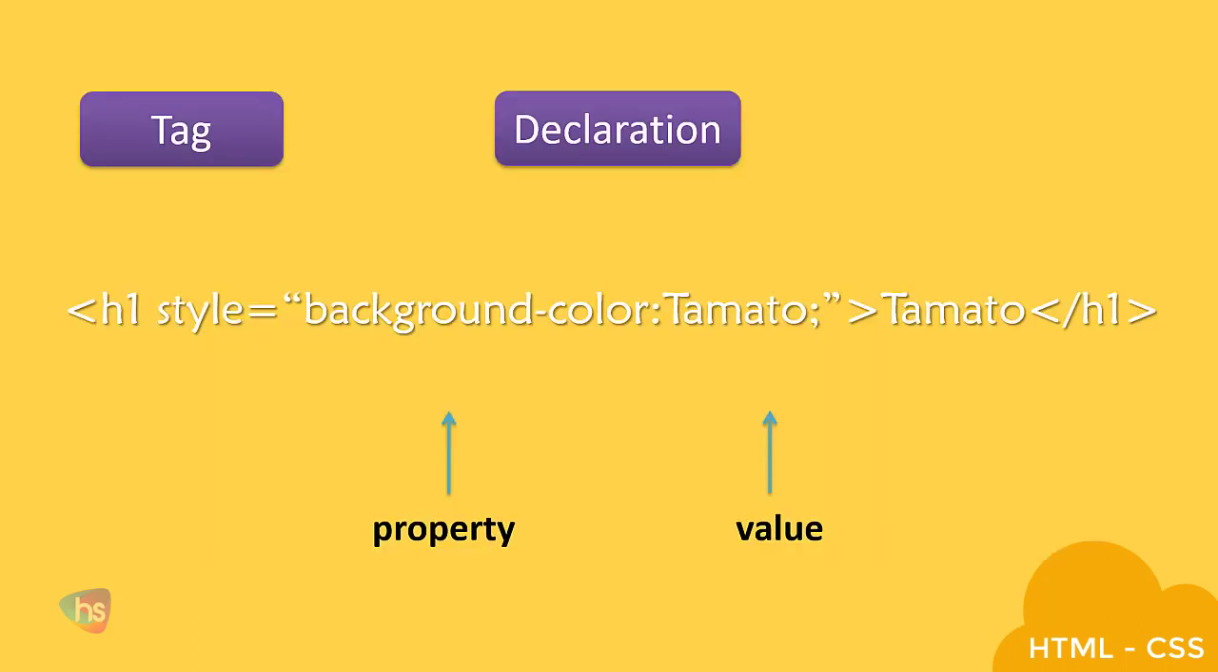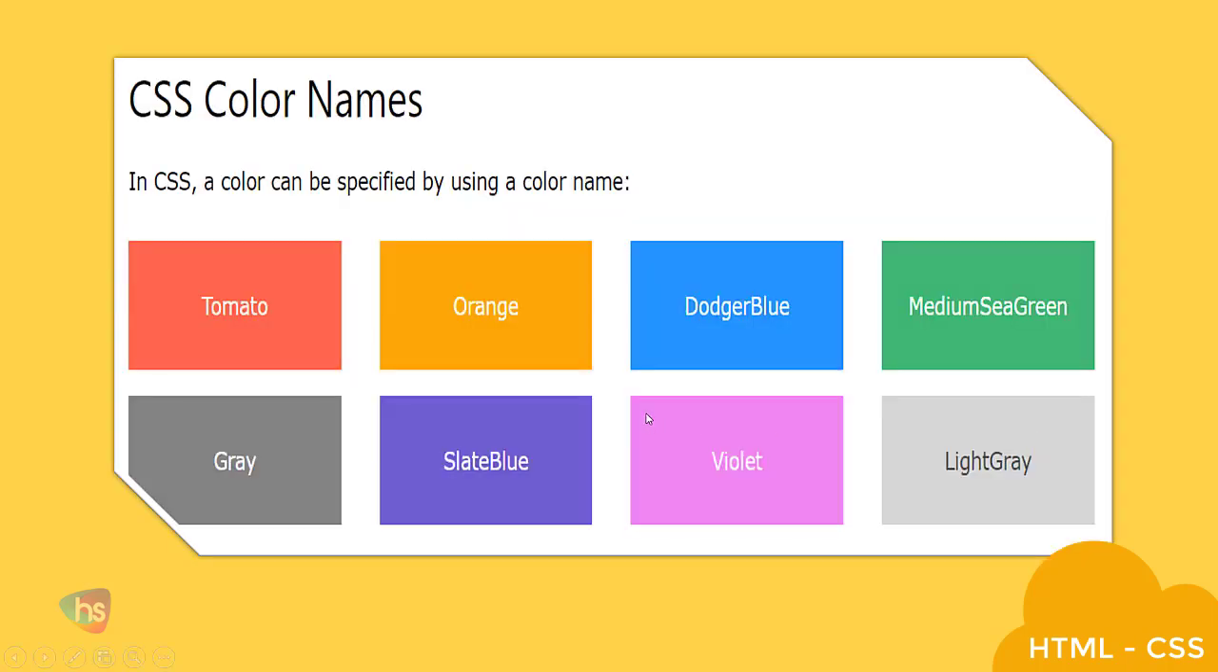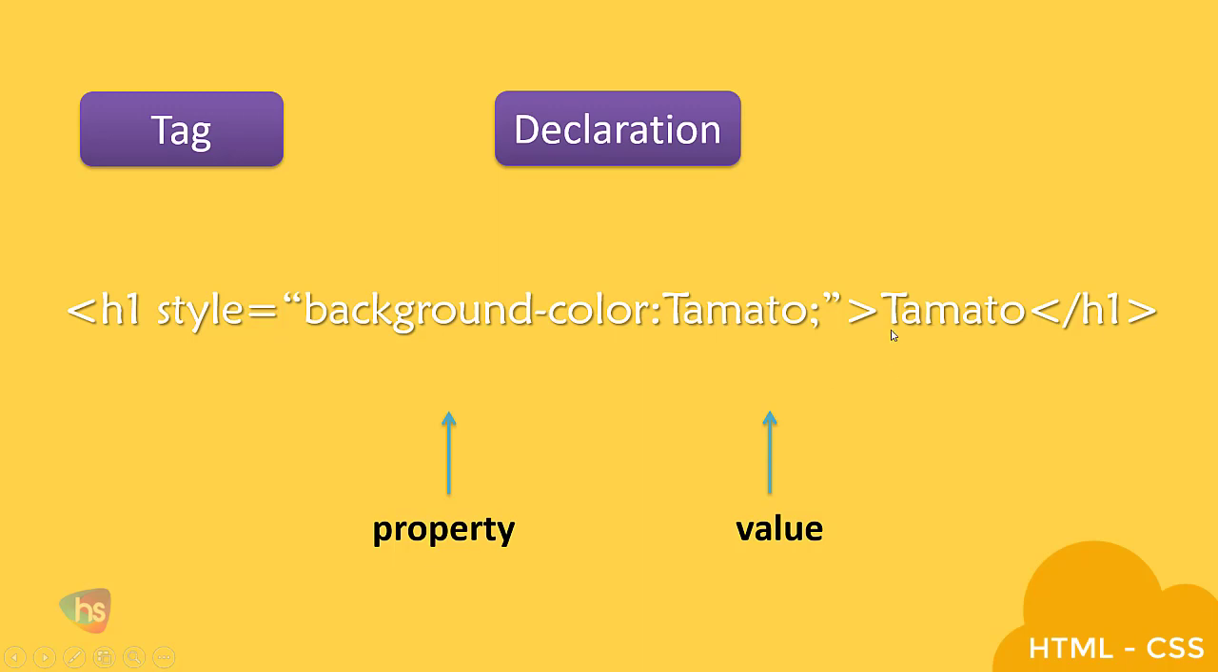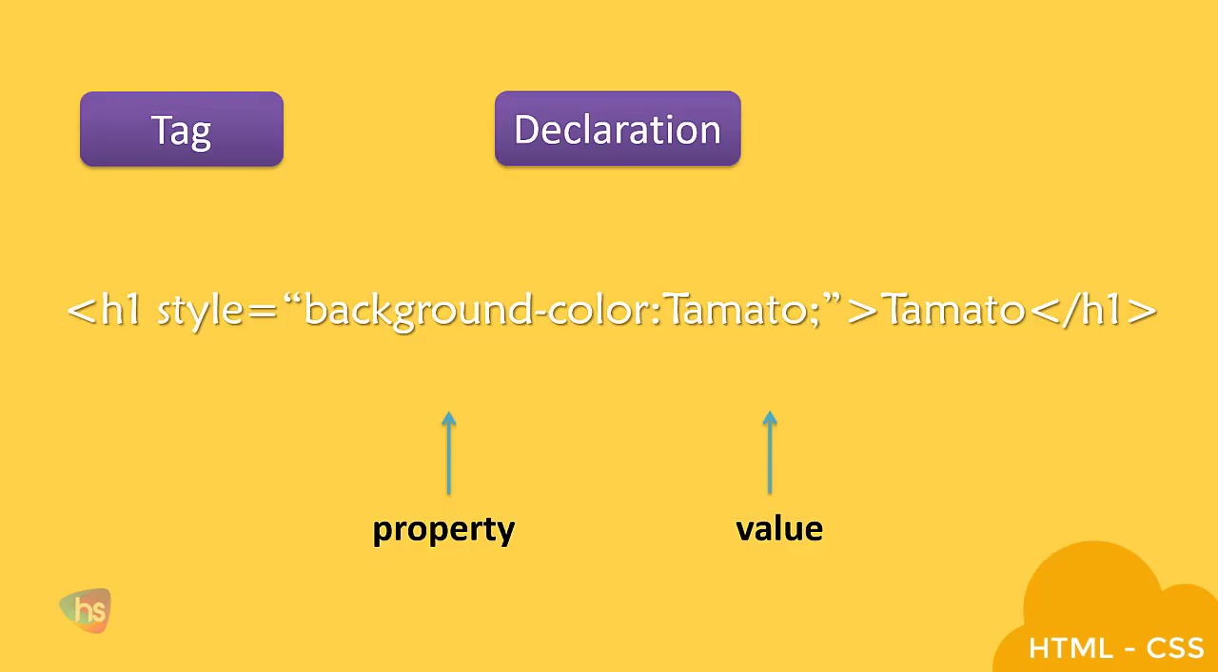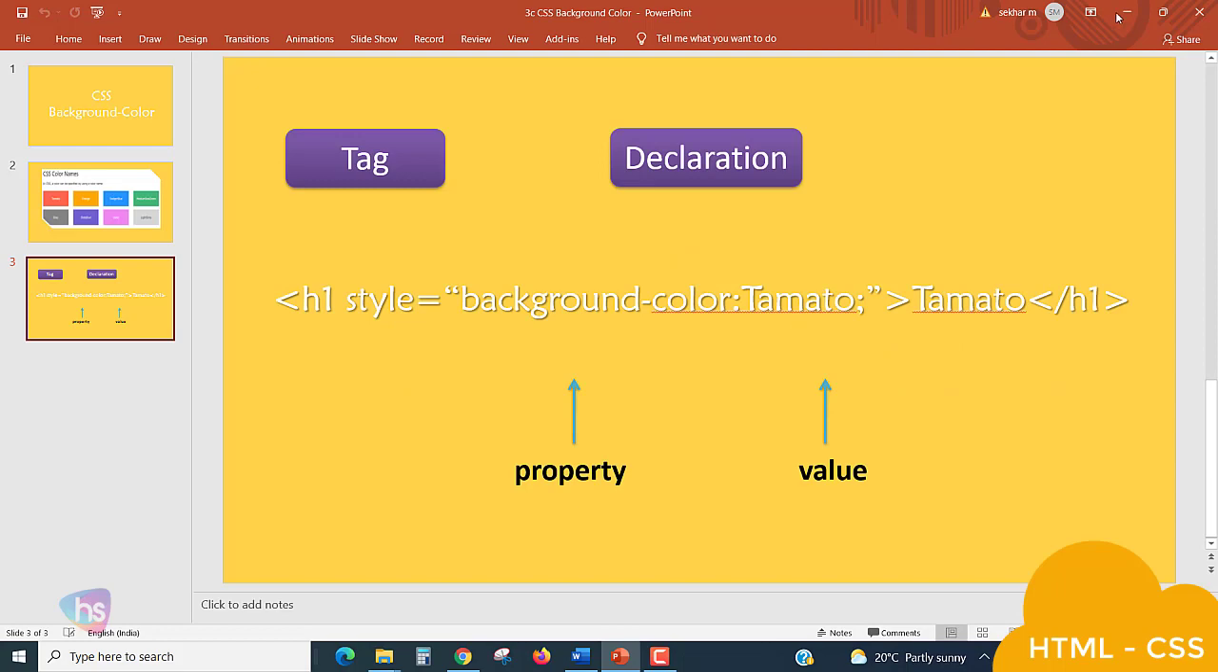The tag I'm taking as an example is H1. From the HTML, I have chosen an H1 tag with style equal to, and I have taken the property background-color. It's the name of the property, so colon and the value, according to our previous slide. I have taken tomato. The text we have written plainly is tomato, so the output would be displayed as an H1 with a tomato background. Let's see this in a program.